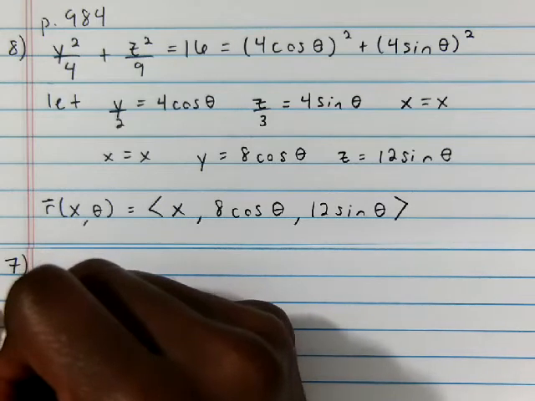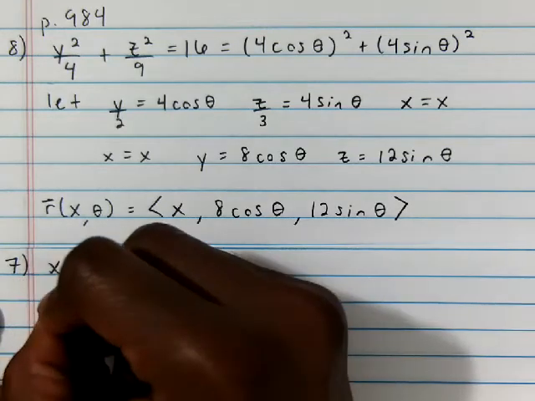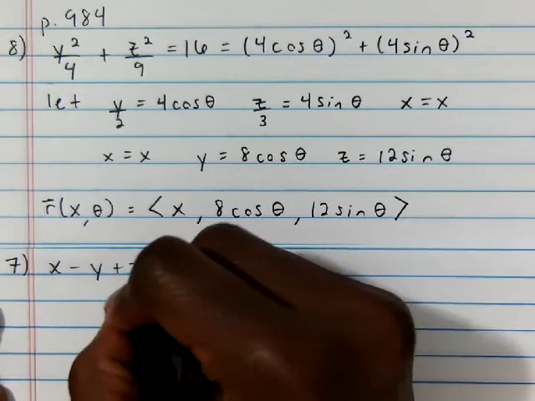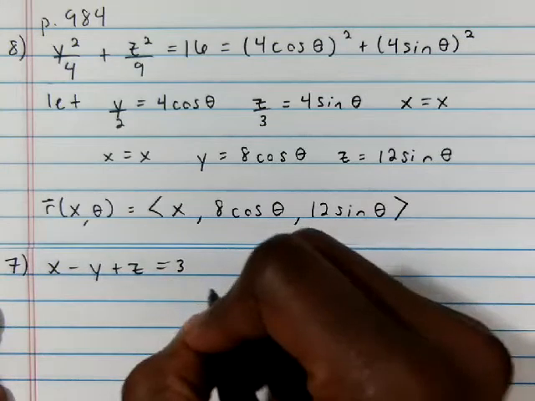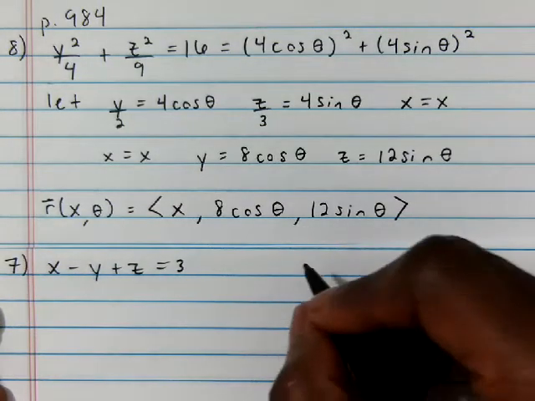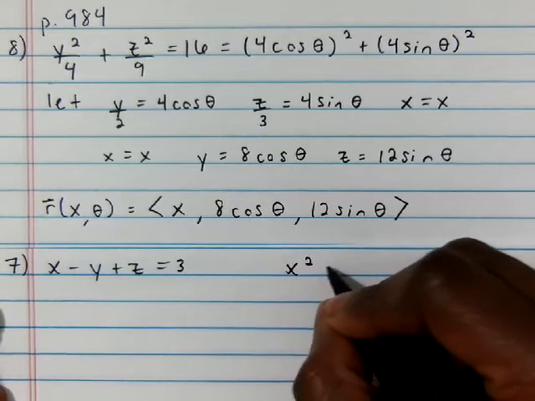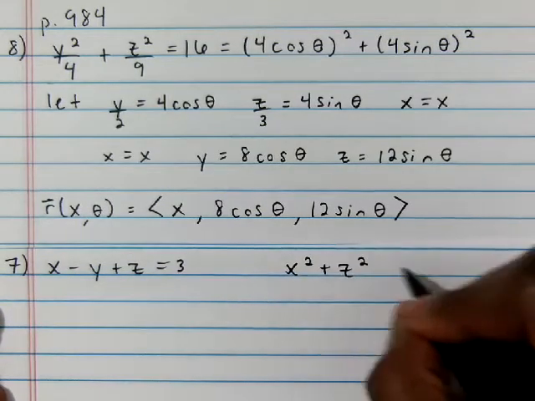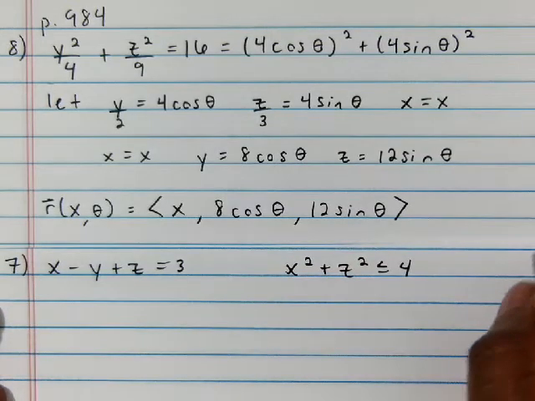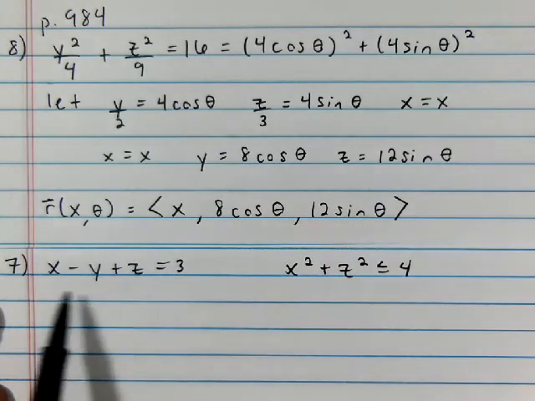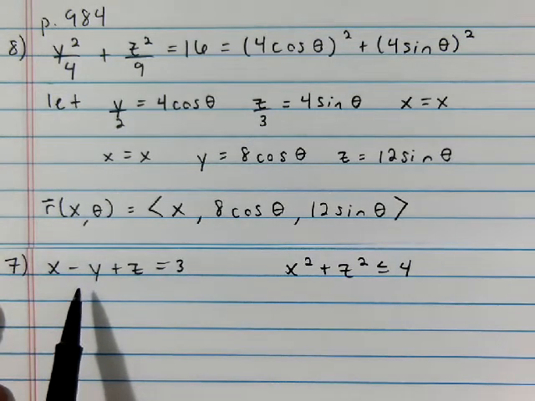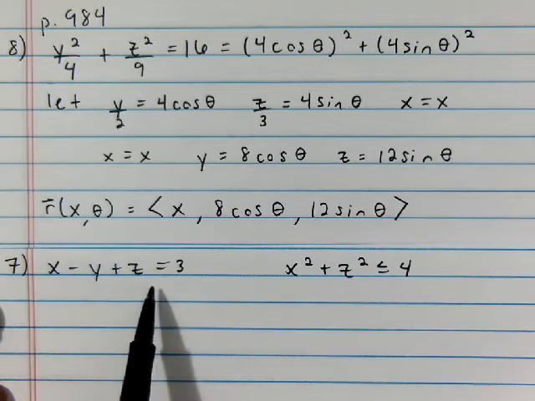Sigma is the portion of the plane x minus y plus z equals 3 that lies inside the cylinder x squared plus z squared equals 4. So that's x squared plus z squared, we're inside the cylinder, so it's less than or equal to 4. Now when we look at this, we can solve this for x, we can solve it for y, we can solve it for z. So we would use our favorite parametrization on here.